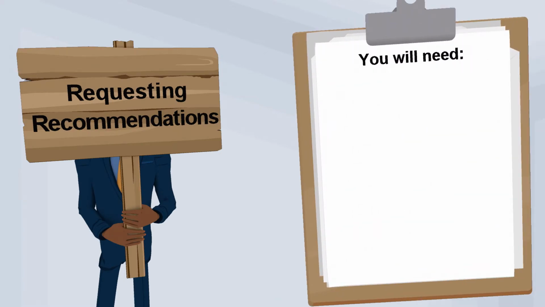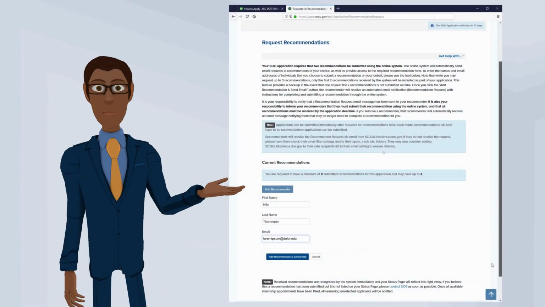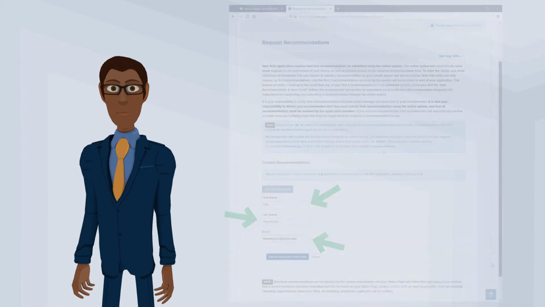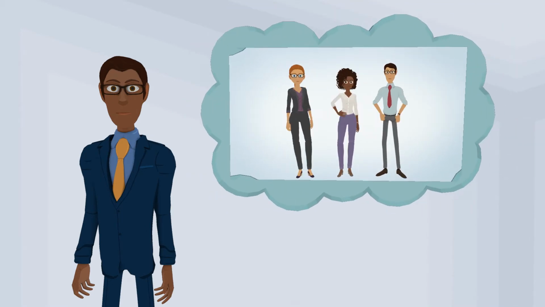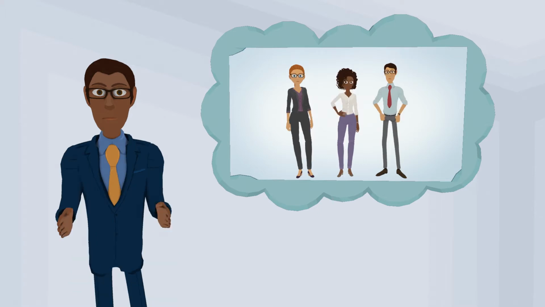You will need 3 people willing to write a recommendation letter for you, a regularly checked email for each recommender. You will submit contact information in the online system for your chosen recommenders. That contact information consists of a first name, last name, and a valid email address. Recommenders will then receive an email with instructions on completing your recommendation. It is vital that you provide a frequently checked email address for your recommenders.